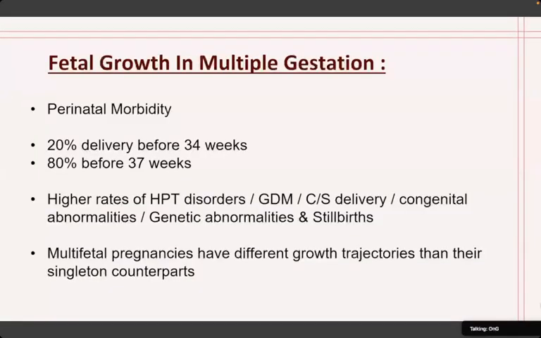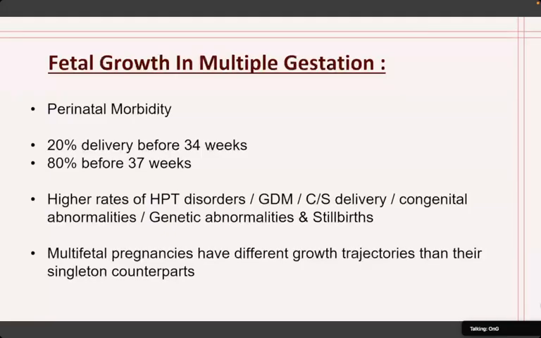Twin births continue to be a significant source of perinatal morbidity, mainly due to the complications of preterm birth, with approximately 20% delivering before 34 weeks and up to 80% delivering before 37 weeks gestation. In addition to preterm birth, twin pregnancies have higher rates of hypertensive disorders of pregnancy, gestational diabetes, cesarean section delivery, congenital anomalies, genetic abnormalities, and stillbirth.